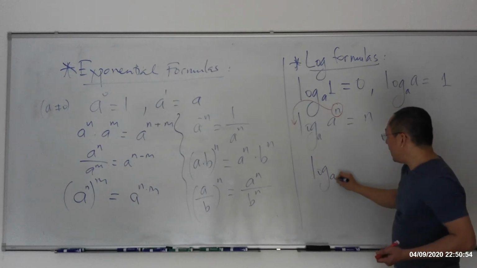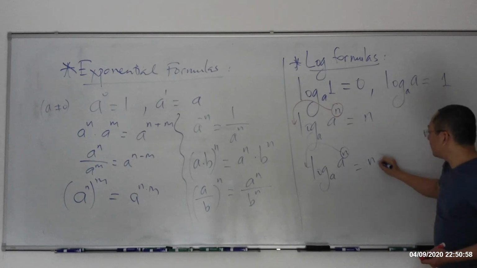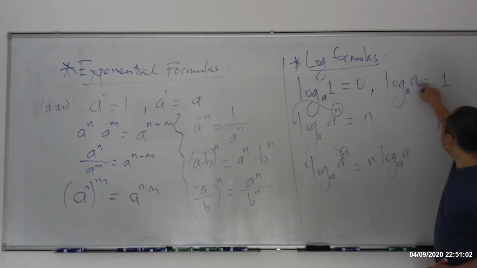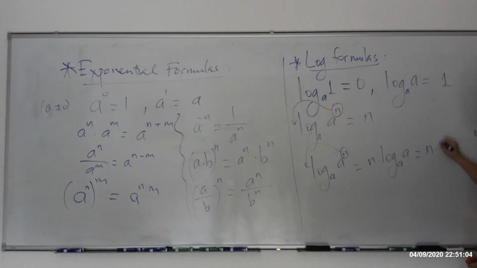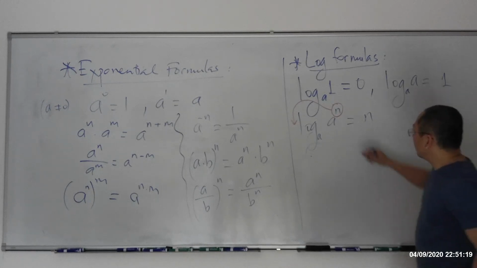Log base a of a to the n. Bring it outside, it becomes n times log base a of a. And you know log base a of a is 1, so this is n times 1, which is n. Okay? It has meaning behind it, but this is how we should think of it. It makes it quick for you guys to practice. Okay? More general.